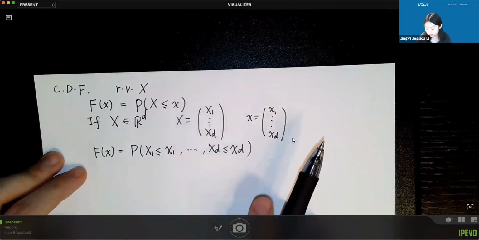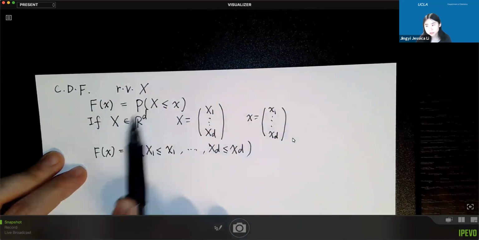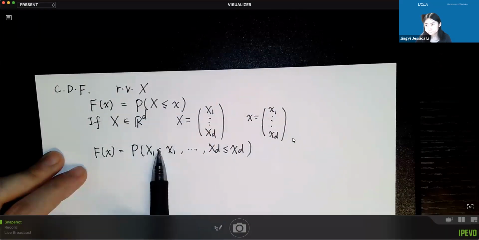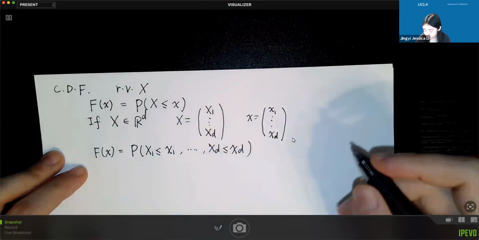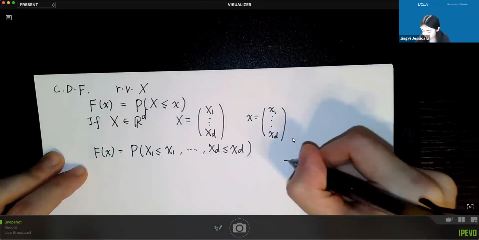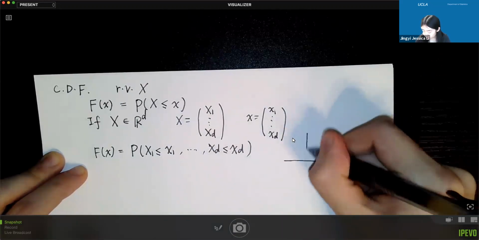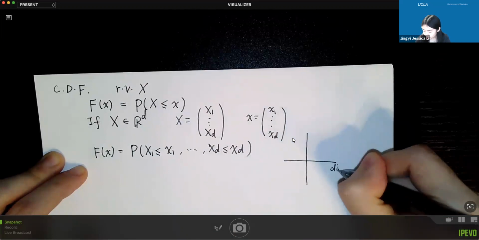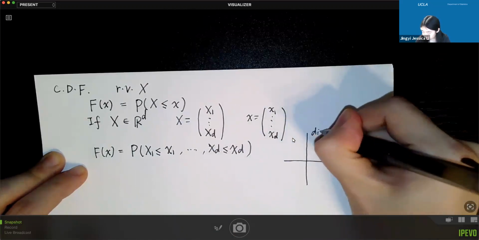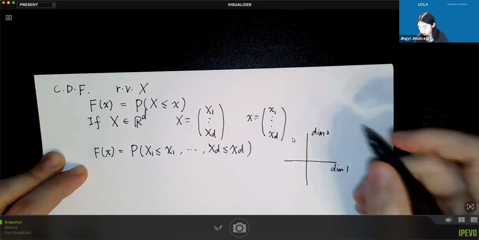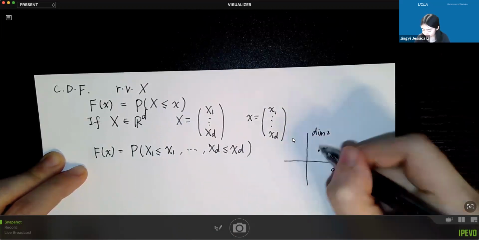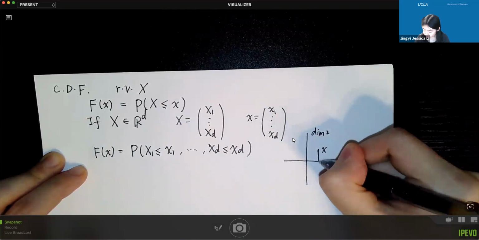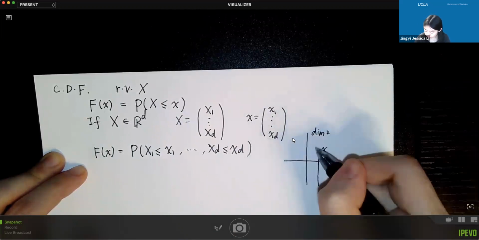If you think about this d-dimensional Euclidean space, maybe in the two- or three-dimensional space it's easier to visualize. Consider this is dimension 1, and this is dimension 2. And if our small x is lying right here, then what is that region? The region is actually this.